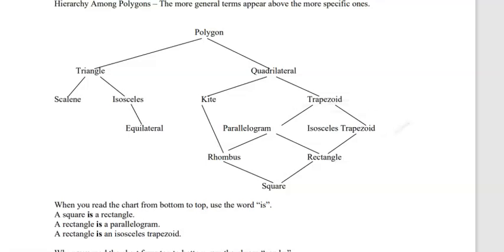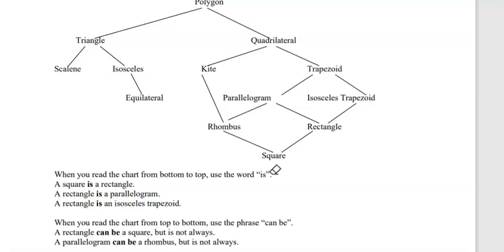Now, if we're reading from the top to the bottom, you would use the phrase can be. A rhombus can be a square. A kite can be a rhombus. It's not a guarantee, but it can be, because not all kites are rhombuses, even though all rhombuses are kites. Not all rectangles are squares, even though all squares are rectangles.